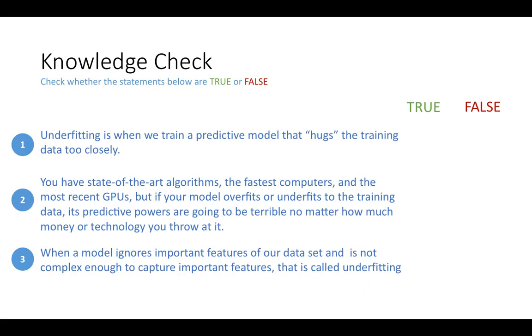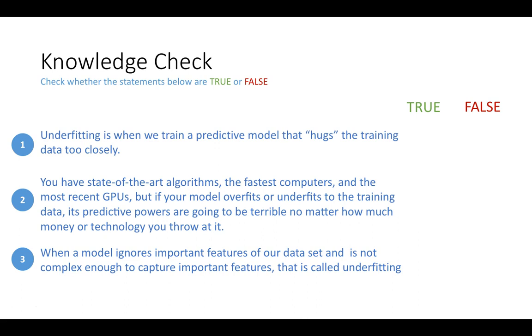Before we conclude this session, let us do a quick knowledge check. Think along with me and tell whether the statements below are true or false. The first statement: underfitting is when we train a predictive model that hugs the training data too closely. That is what happened in our Fukushima case study. Hugging means very close to the training data. That is why it was misled and took a curved course.